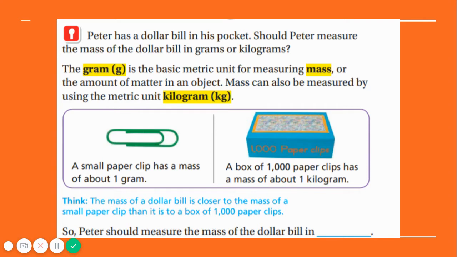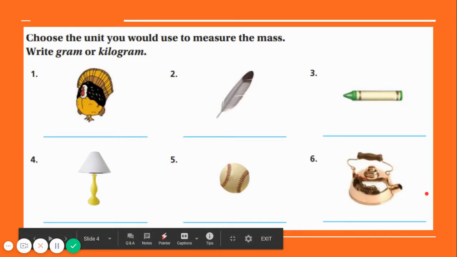I know we've made a lot of connections as we've gone through our measurements and said if it's light, if it's heavy. So to make it easy, if it's light, like one paper clip, it's going to be gram. If it's heavier than the paper clip, and would be about the box of paper clips, it will be kilogram. Think, the mass of a dollar bill is closer to the mass of a small paper clip than it is to 1,000 paper clips. So, should Peter measure the mass of the dollar bill in grams or kilograms? We said that dollar bill would be closer to the paper clip. We would measure it like we would the paper clip. So to measure his dollar bill, we would definitely need grams.